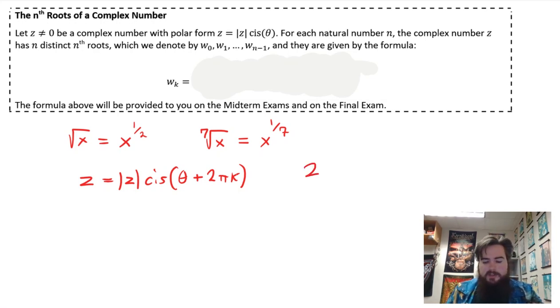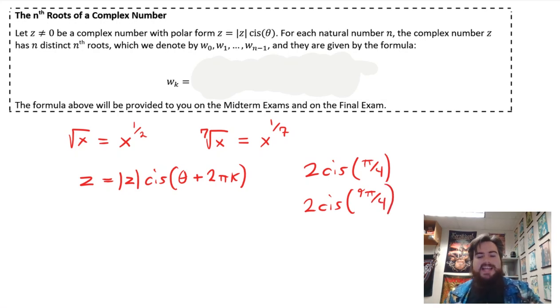For example, 2 cis of pi over 4 is the exact same complex number as 2 cis of 9 pi over 4. All I have done is added 2 pi to this value, and I got the same complex number with a different polar representation. We're going to need to keep this in mind because this generation of other solutions is actually how we are going to develop all of the roots for a complex number.